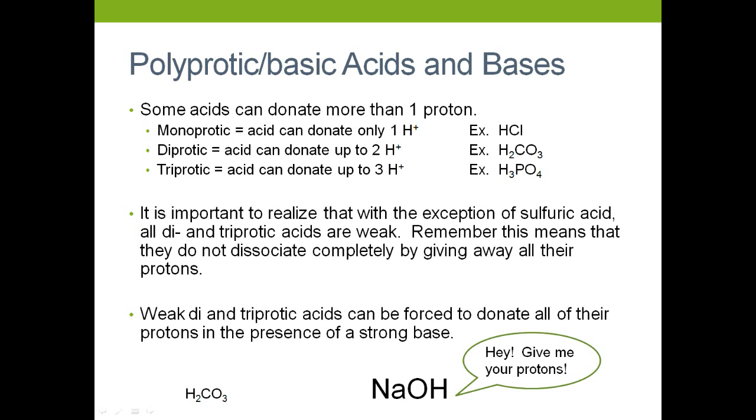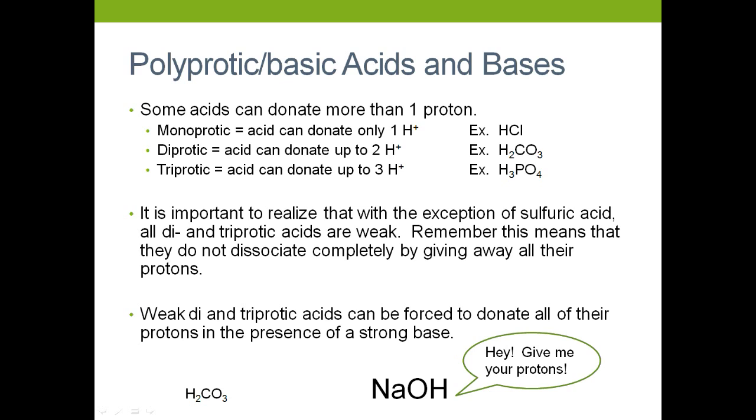Polyprotic and polybasic acids and bases. Some acids can donate more than 1 proton: monoprotic, diprotic, and triprotic. Monoprotic acids are those that can only donate 1 proton. An example is HCl. A diprotic acid is one that can donate up to 2 protons. H2CO3, or carbonic acid, is an example of that. Triprotic acids can donate up to 3 protons. An example is H3PO4, phosphoric acid.